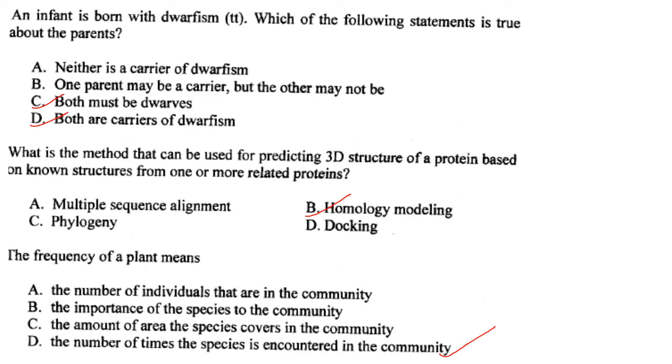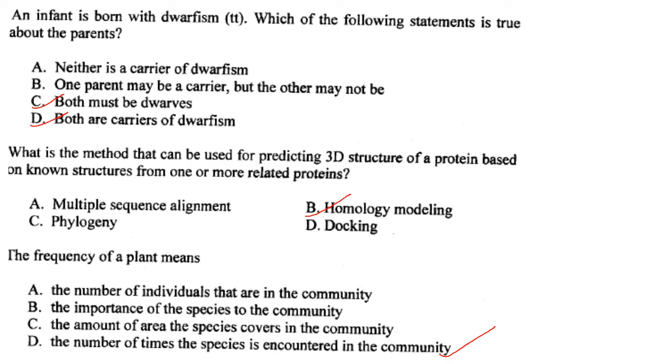An infant is born with dwarfism. Which of the following statements is true about the parents? Neither is a carrier of dwarfism. One parent may be a carrier but the other may not be. Both must be dwarfs and both are carriers of dwarfism.